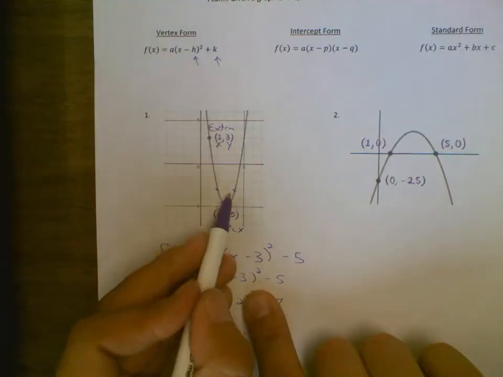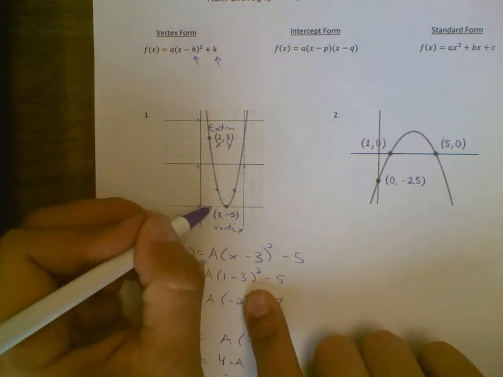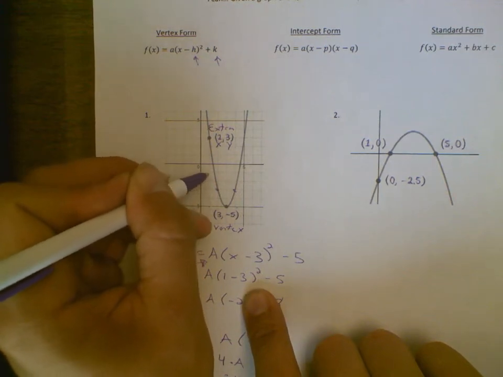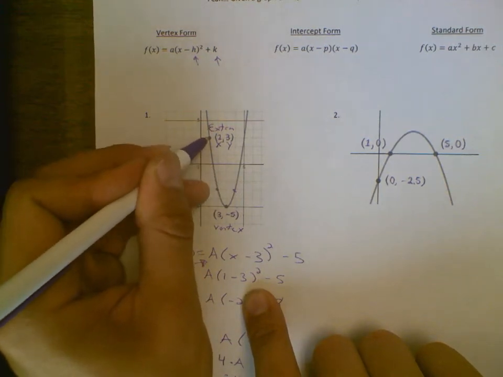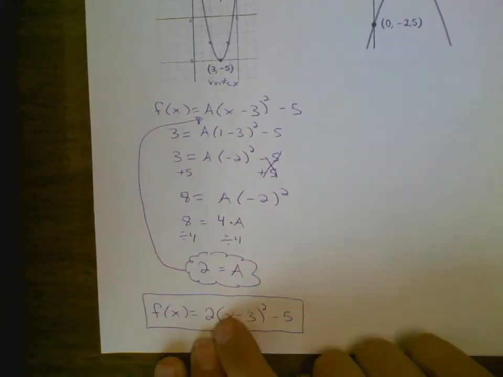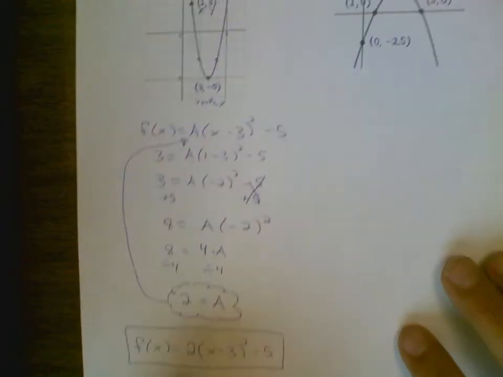Notice those points hit on my graph. And when I go over 2, it should go up 8. Well, if I go up 8, 1, 2, 3, 4, 5, 6, 7, 8, that hits the point on the graph. So this a value is correct. This would be the function. All right, let's go ahead and look at number 2.